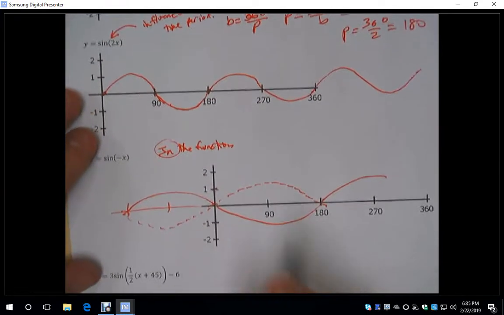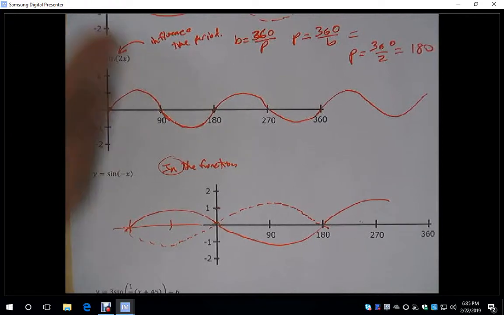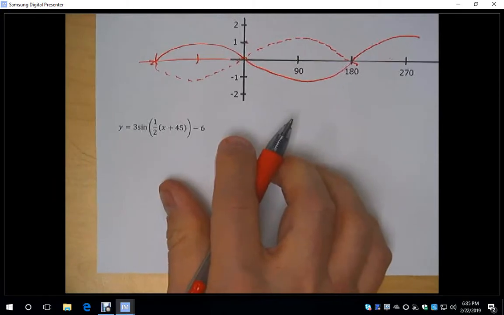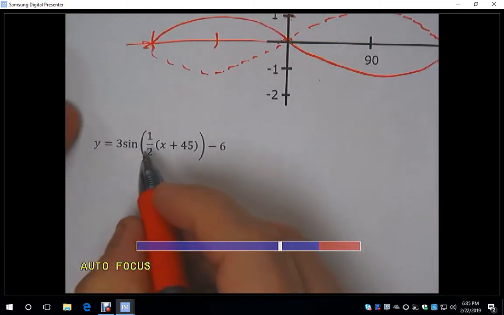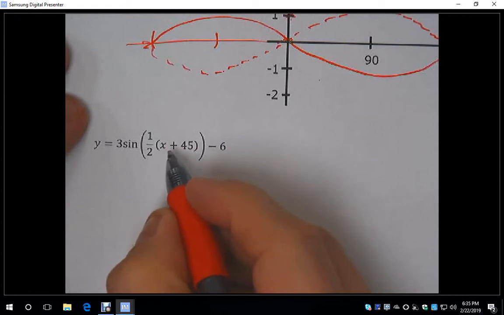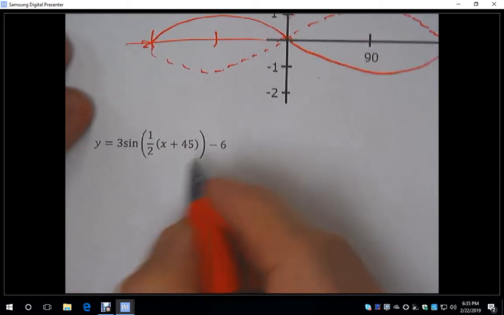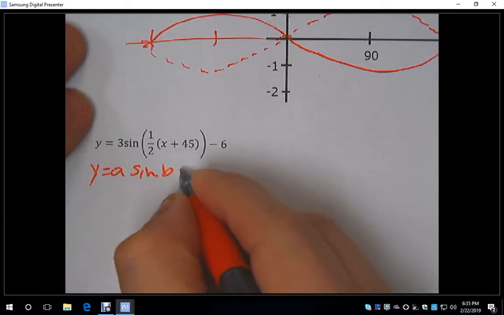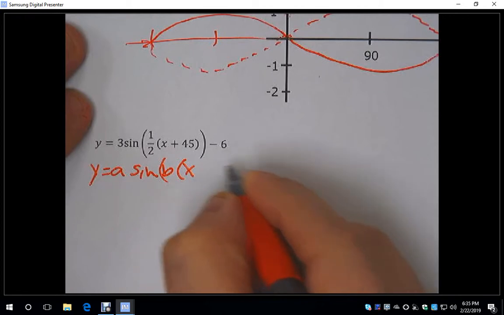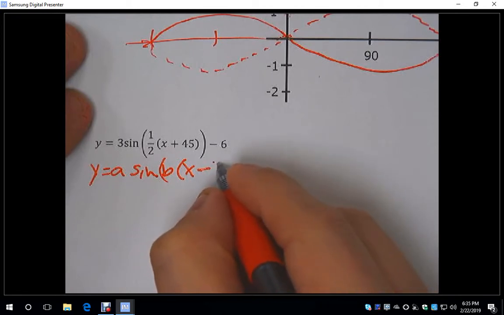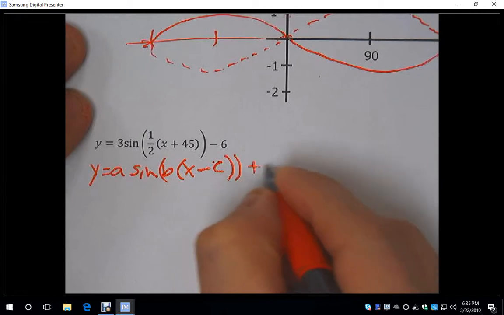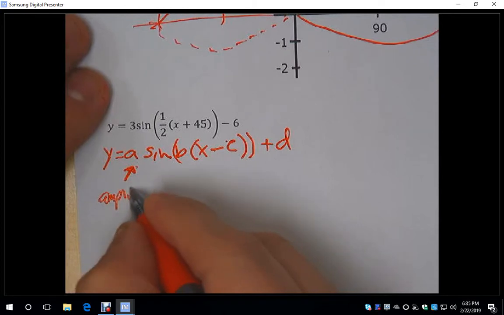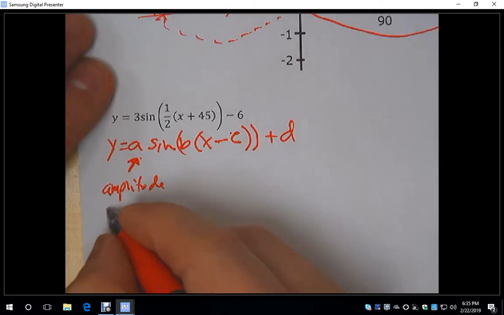All right, so let's look at the last one, and I do want to talk about what this b value means here. So here we have y equals 3 times sine of 1/2 times the quantity of x plus 45, minus 6. So I have y equals a times sine of b times x minus c plus d. Now this a represents my amplitude, or my wave height.